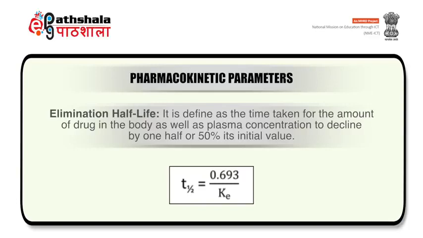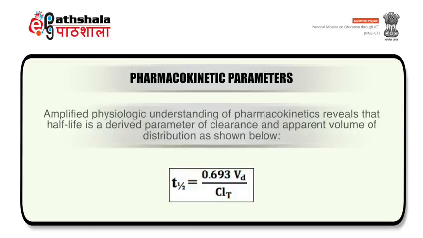It is calculated in hours or minutes, and half-life is related to the elimination rate constant by the equation T half is equal to 0.693 divided by Ke. You can also amplify the equation with physiological understanding, which reveals that half-life is a derived parameter of clearance and apparent volume of distribution, shown in the equation as T half is equal to 0.693 Vd upon CLT, where CLT is the total clearance.